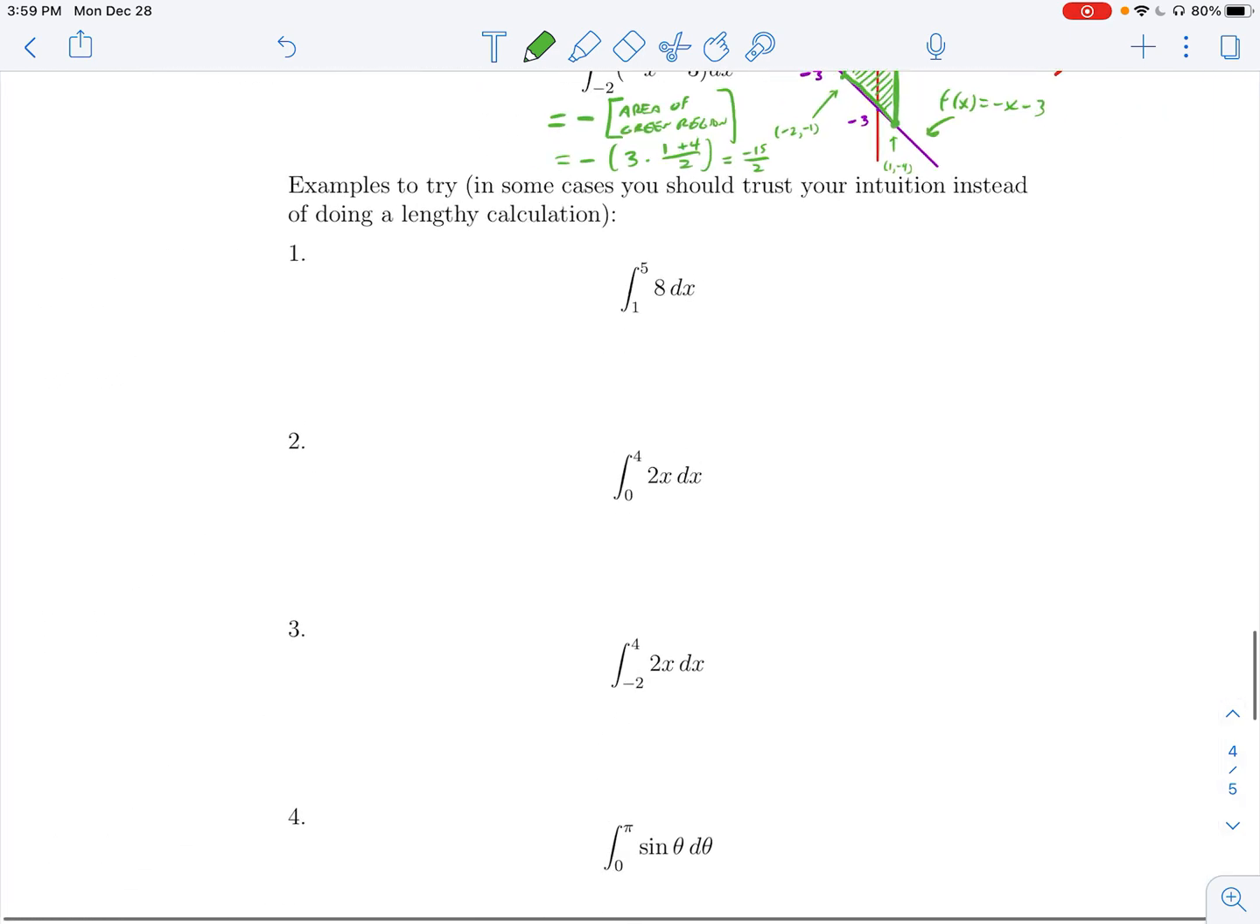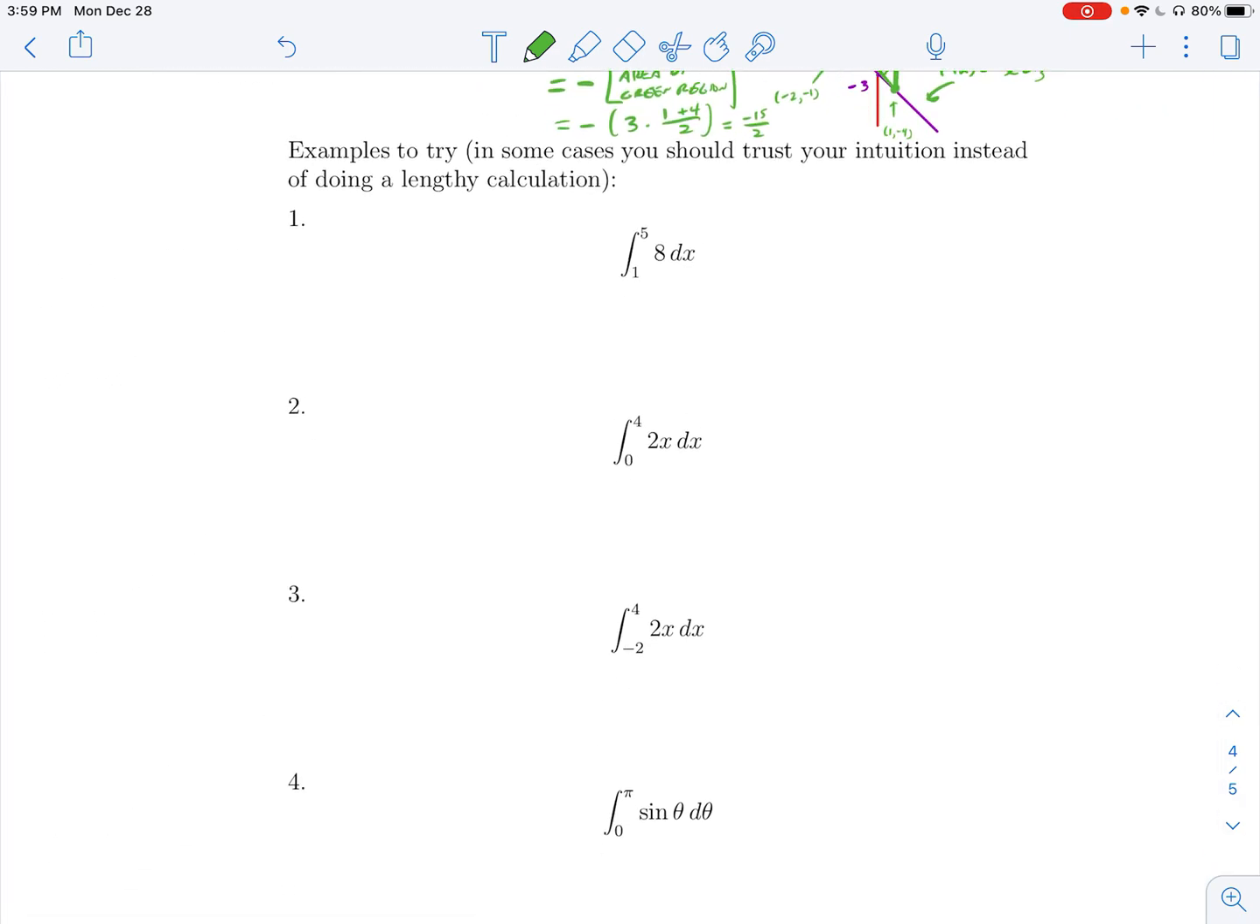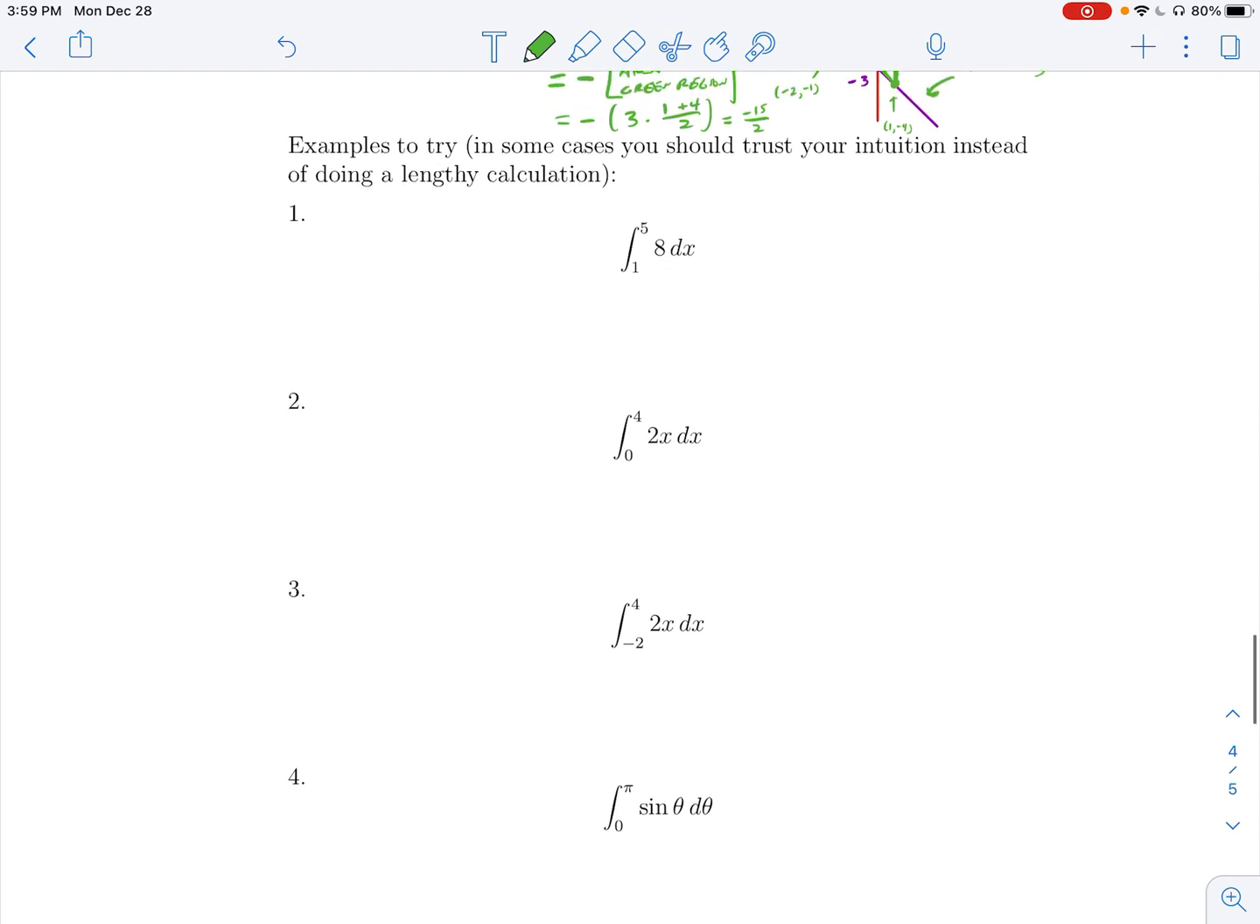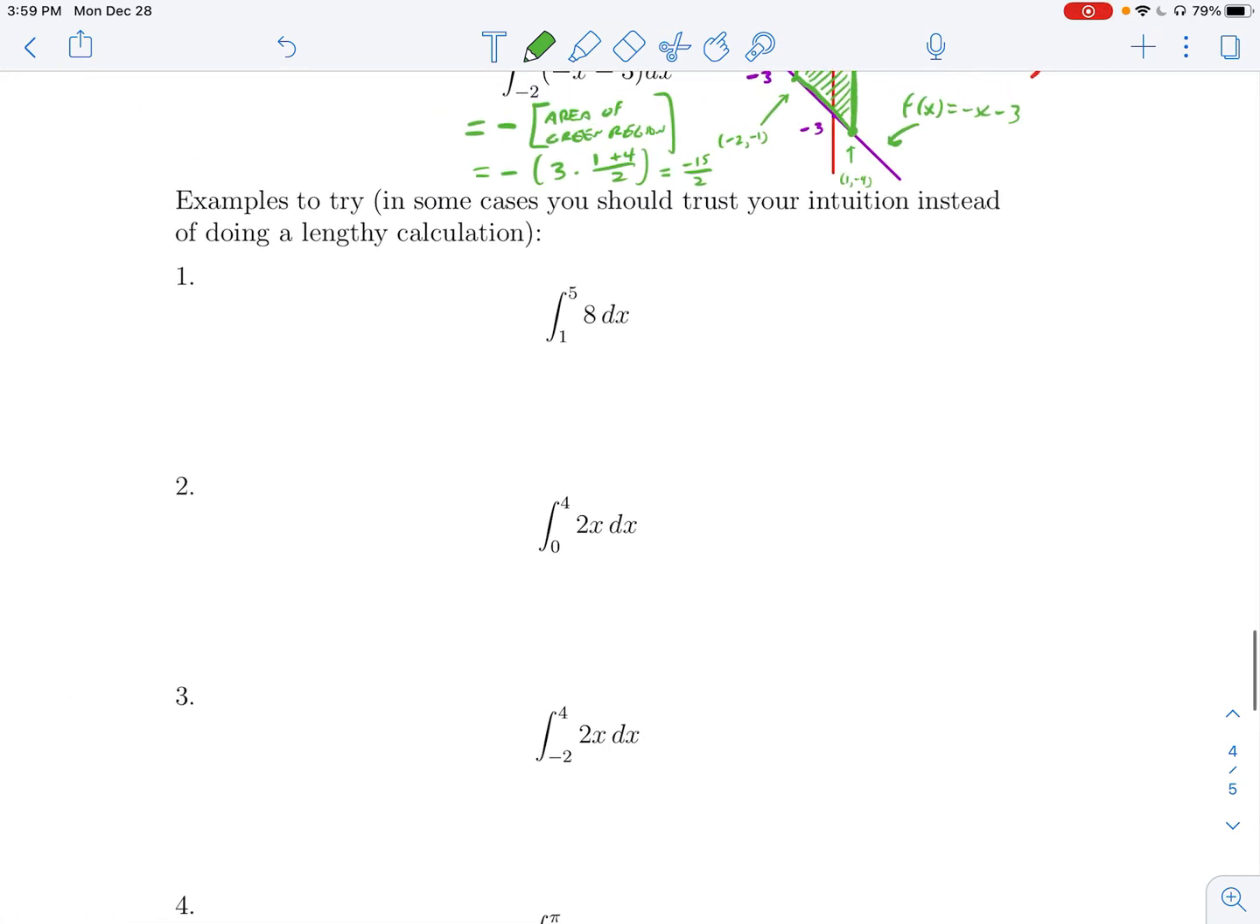So here are a couple for you to try. So please hit pause and attempt these 4, and then I'll talk about them. Okay, so here we go. Let's think about the graph.